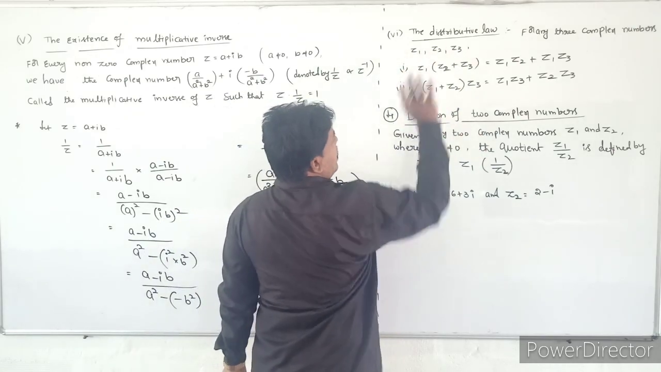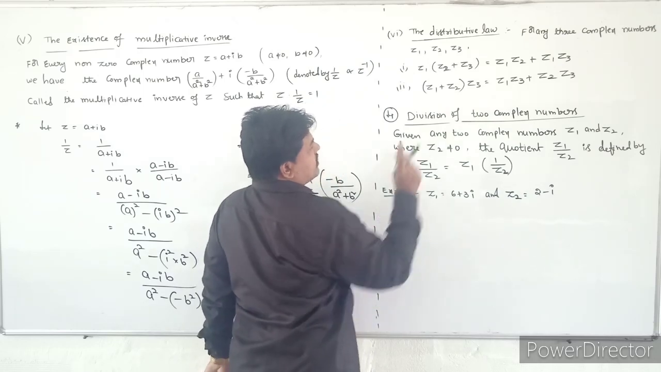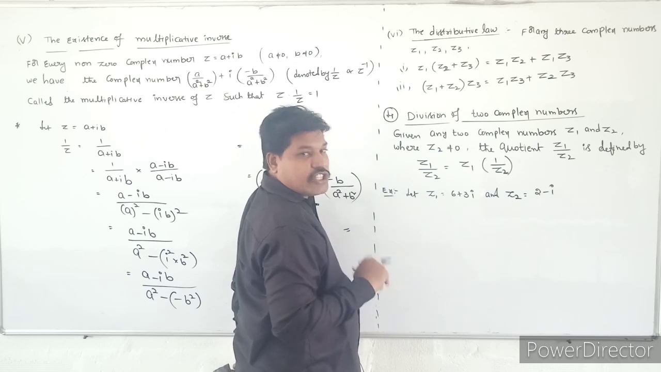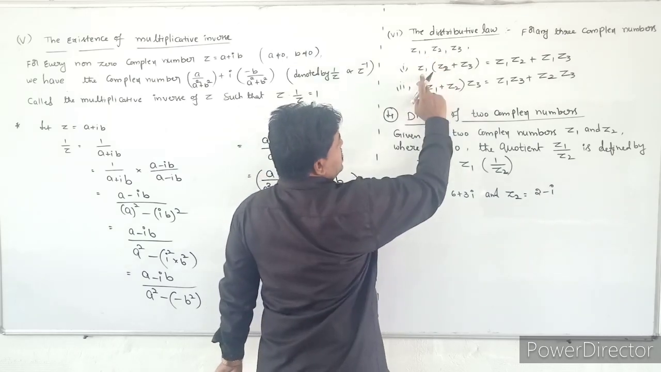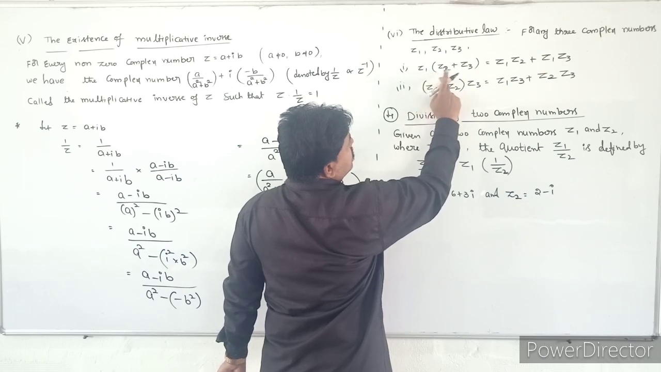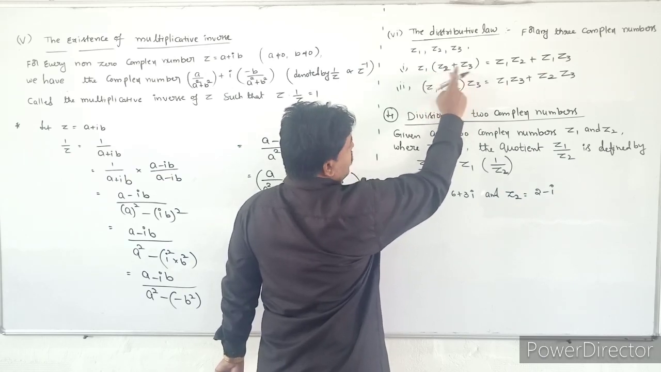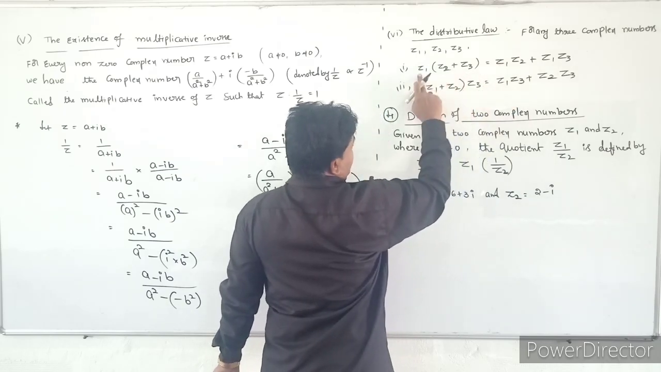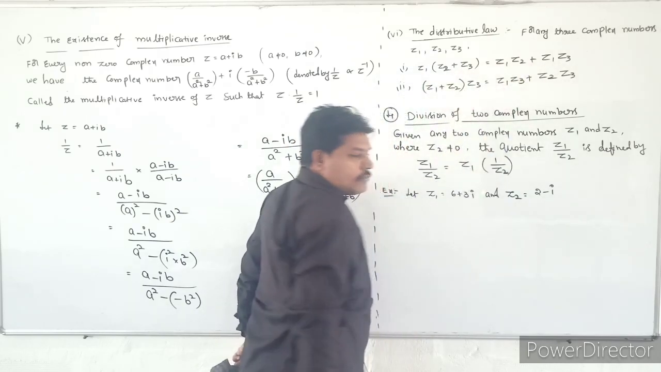If z1, z2, z3 are three complex numbers, then what is the distributive law? The distributive law is nothing but multiplying over the addition. That is z1 into (z2 plus z3), which is z1 into z2 plus z1 into z3.